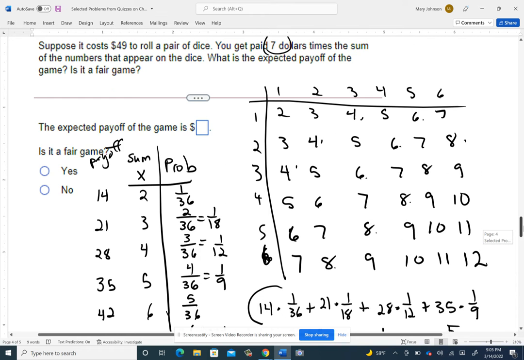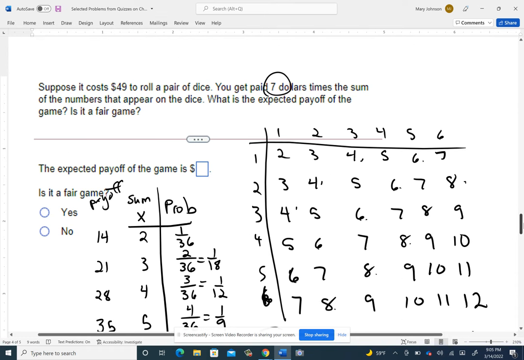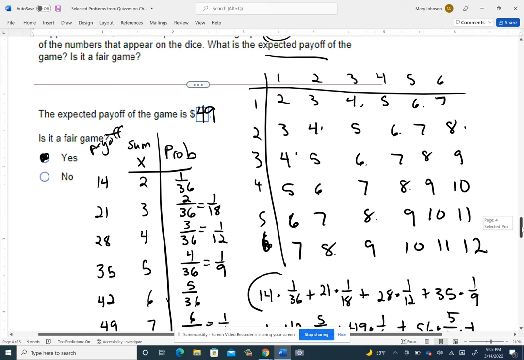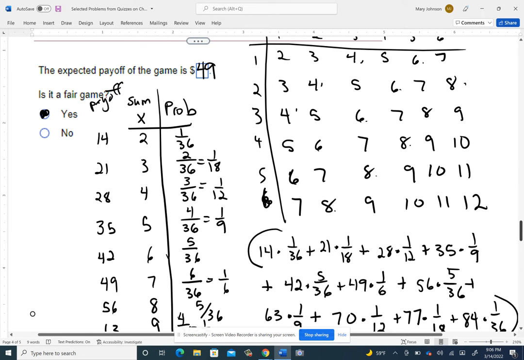Okay, and that's the expected payoff. So that would be 49. Is it a fair game? Yes. Because if the expected payoff is 49 and I paid 49, then I got 49, but I paid 49. So my net would be 0. And that's what it takes to be fair. Okay.